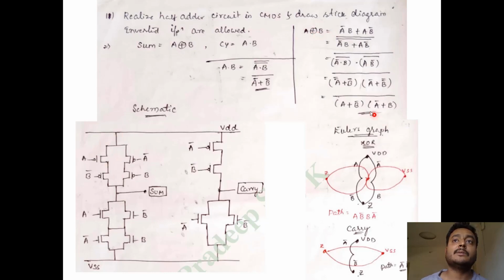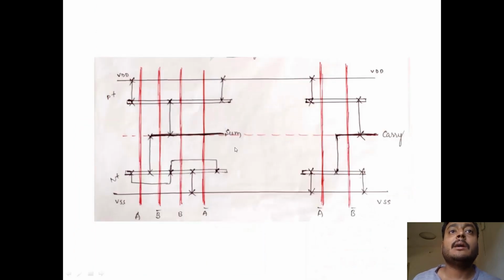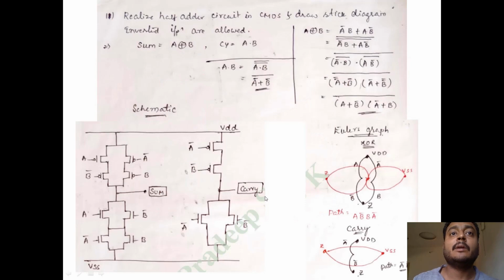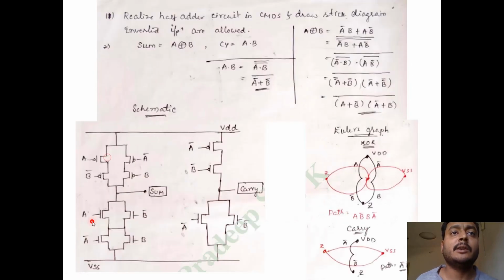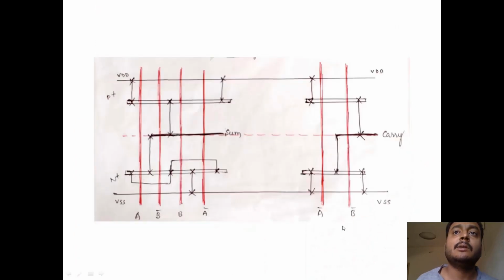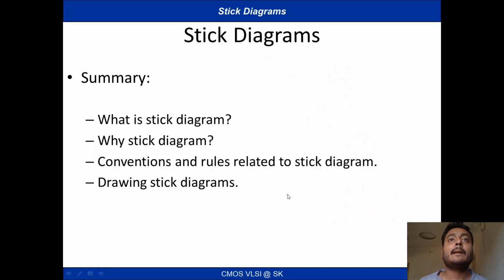So you can see this one. The same circuit is realized here. A plus B bar, nothing but the same thing. Okay, so A plus B bar, A bar plus B. Both are in series together, they are joined like this. Okay, so this is one, and you can see the stick diagram for that. Once you know the circuit diagrams, you know how to write this. You take just the Euler path and write the stick diagram for that. So this is how your stick diagram looks like.